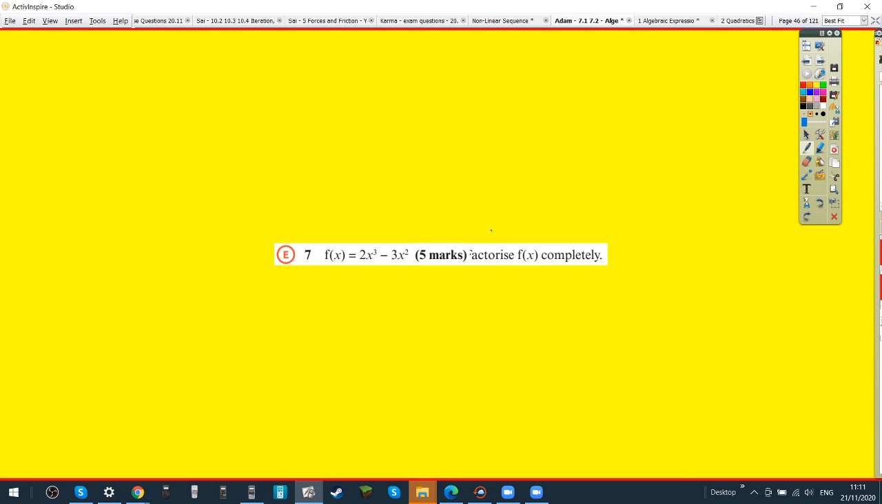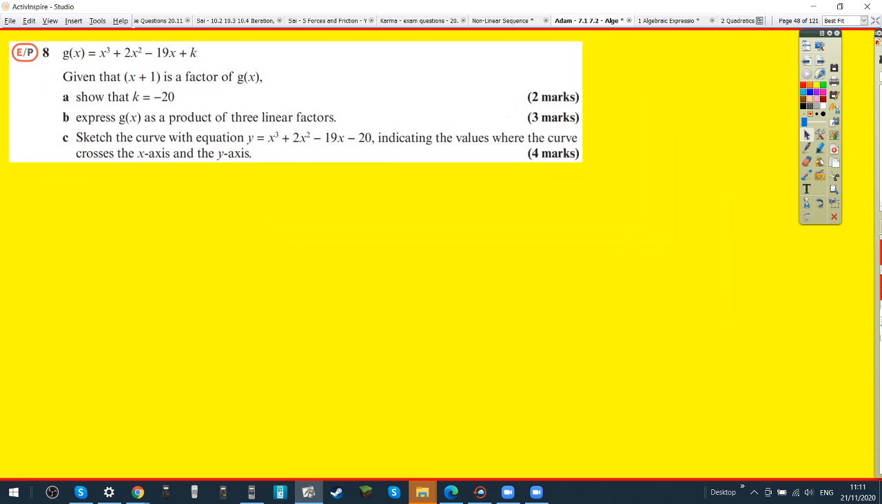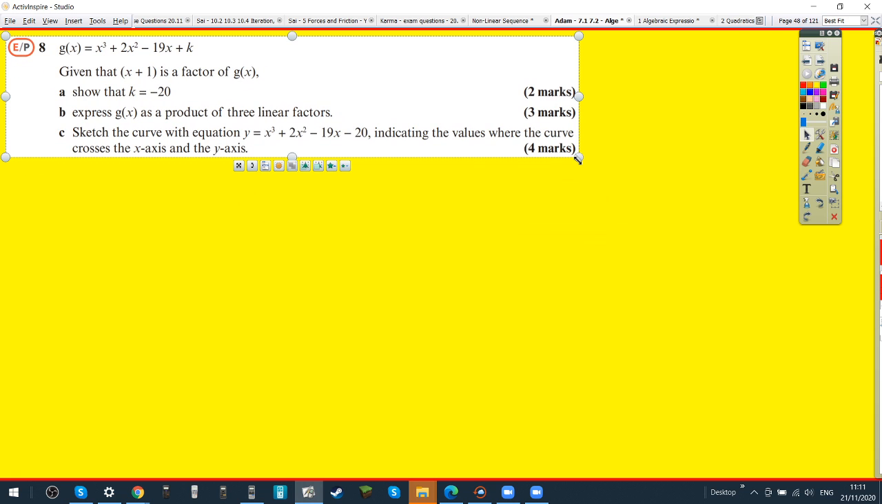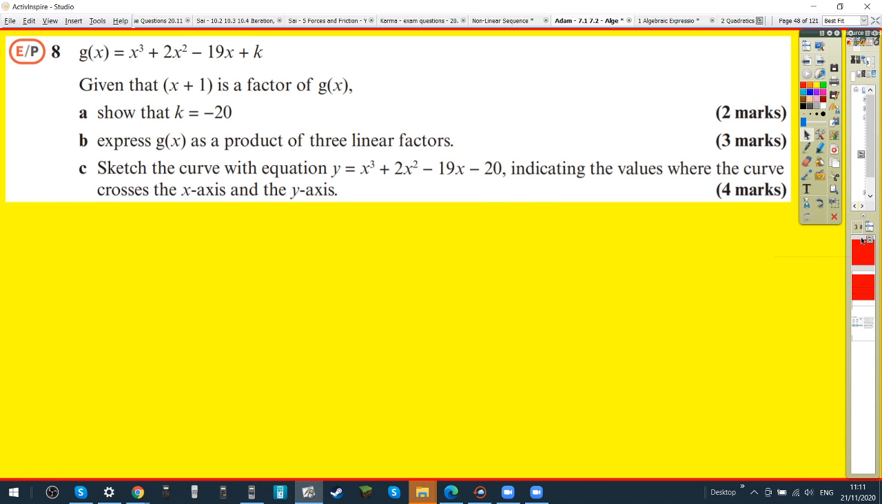Let me see if there's any more exam questions like that. My guess is they won't even bother. Oh, they will. Okay, this one. So x is -1 again.